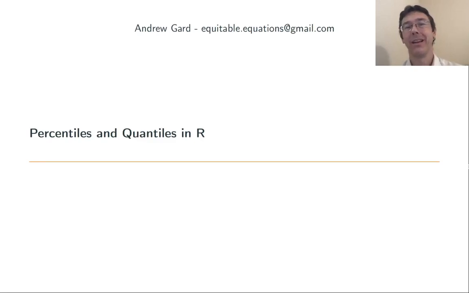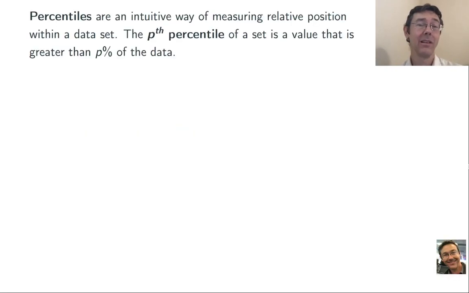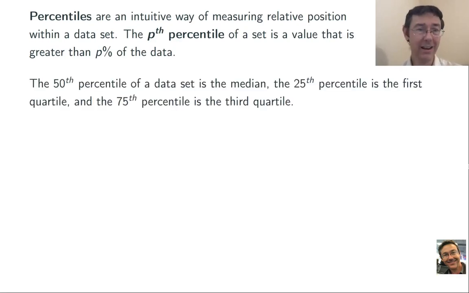Hey everybody. Today we're talking about percentiles and quantiles in R. Let's start just by reviewing what those words mean. Percentiles are an intuitive way of measuring relative position within a data set. In general, the pth percentile of a set is a value that's greater than p% of the data.